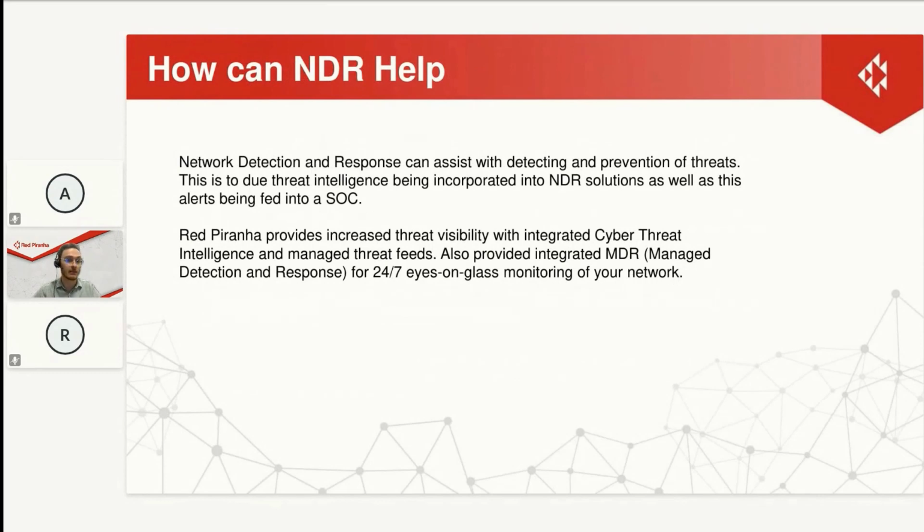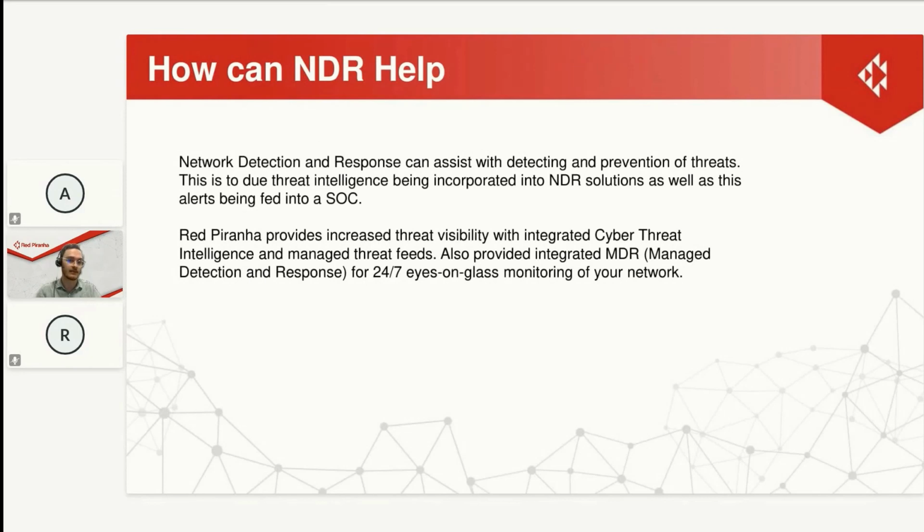This is where network detection can help. Say they've bypassed EDR, you now have the next layer of defense, which is network detection and response. This helps with detecting and preventing threats as well. One of the many functions NDR can help with is due to the abundance of threat intelligence being incorporated into proper NDR solutions, as well as alerts being fed into a SOC for constant monitoring.